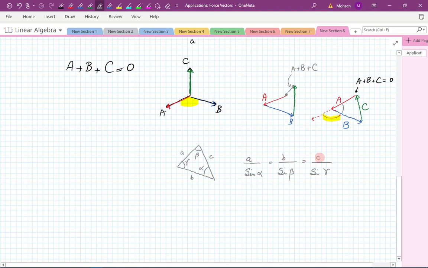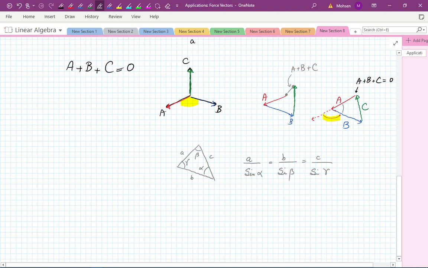A, B, C are the magnitudes of the forces. The lengths of these arrows are the magnitudes of the forces. So it's going to be magnitude of force A, magnitude of force B, magnitude of force C. These angles will be the angles opposite those sides. You could use interior or exterior angle, it's the same, because the sine of these two happens to be the same quantity. So you can use this, you can use that, it's all the same.